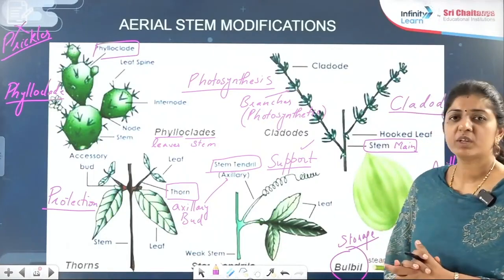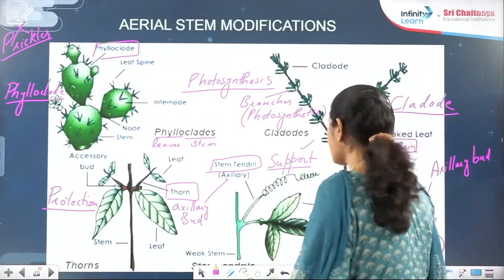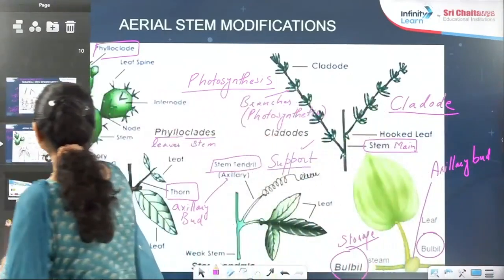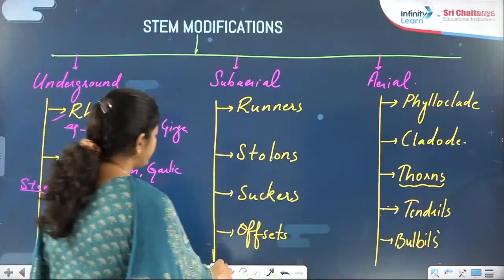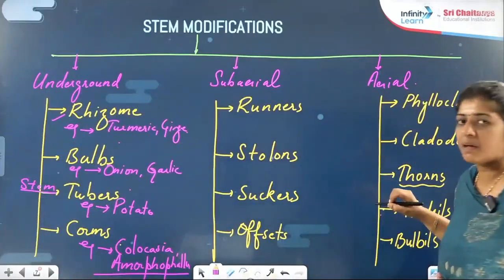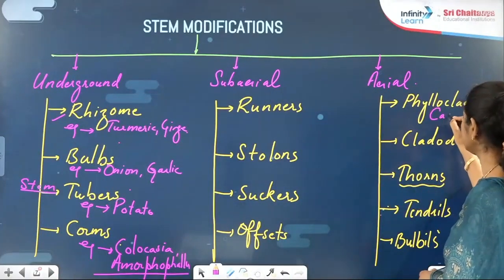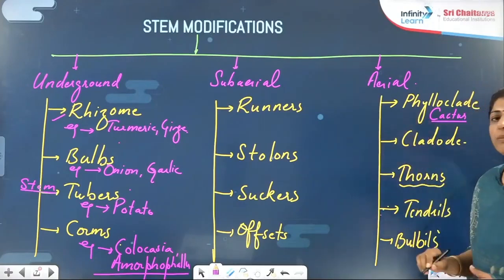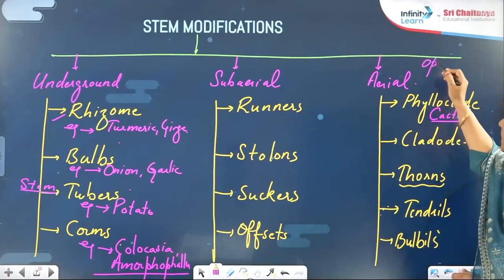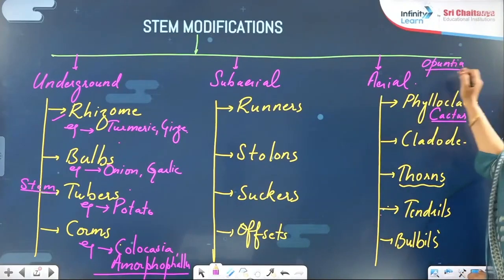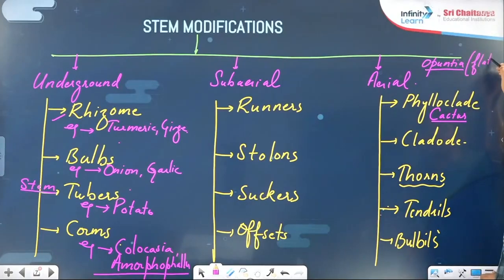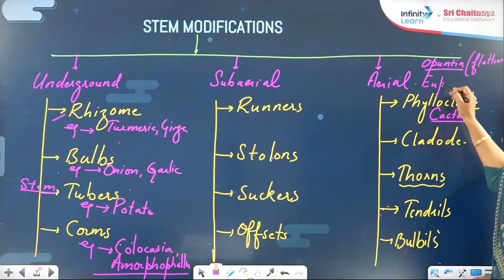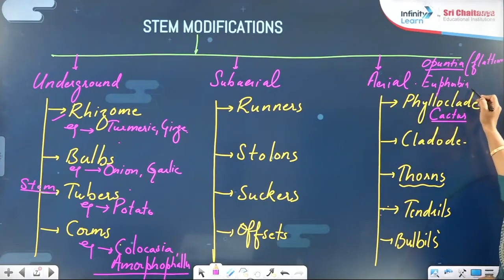Now let's talk about their examples. For the examples, again I'm using this flowchart. Right here I am going to write phylloclade. What example? That will be the cactus. Do remember in opuntia, which is one of the examples under that, it has a flattened type of phylloclade, whereas in the case of euphorbia, it has a cylindrical one, right?